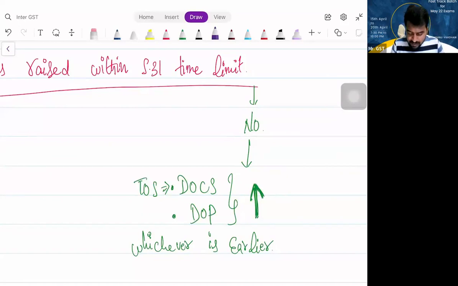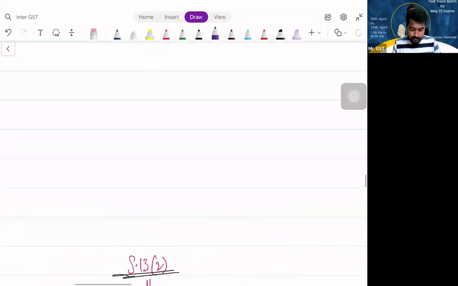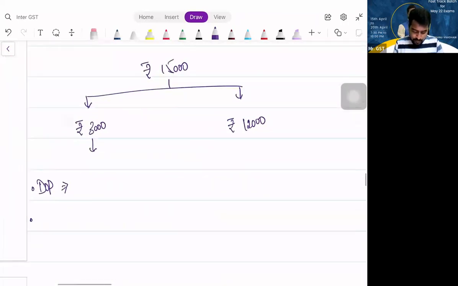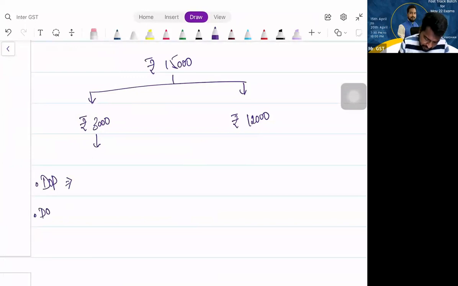Why? What is the reason? Respond. Because the invoice is not issued. Exactly. Because the invoice is not raised within the section 31 time limit. Clear? Yes, sir. Right.